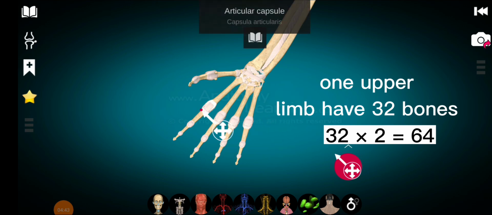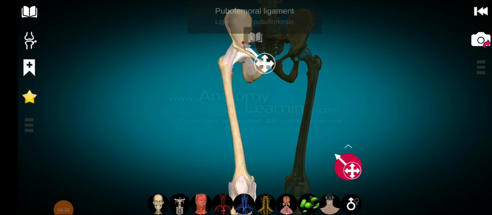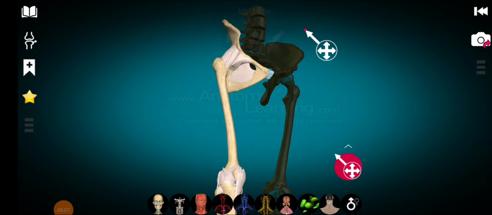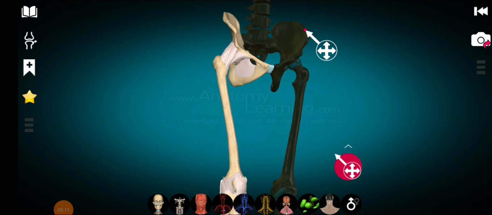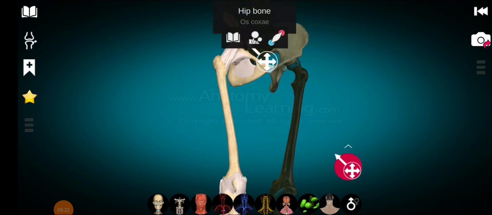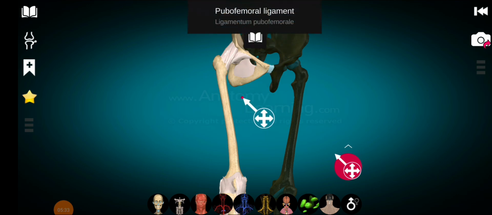So, going to the lower limb bones. There are 2 bones that contribute to the formation of the pelvic girdle. This is one bone, which is the hip bone, and this is the other hip bone. These 2 bones form the pelvic girdle, to which the lower limbs are attached. The pelvic girdle bones provide attachment to the lower limb and connect the lower limb to the axial skeleton.